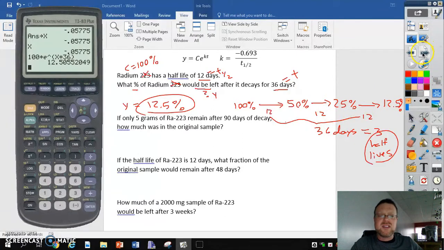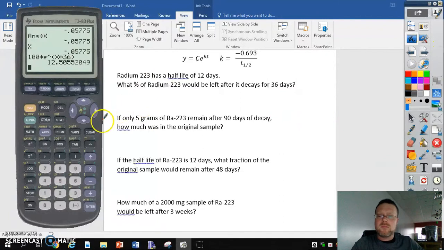All right, let's try the second example here. It says, if only 5 grams of radium-223 remain after 90 days of decay, how much was in the original sample? Okay, so this time, if it's asking me for how much was in the original sample, which variable is it asking me for? Well, remember, the original amount, the initial amount, is c. So this wants to know what c is in the equation.